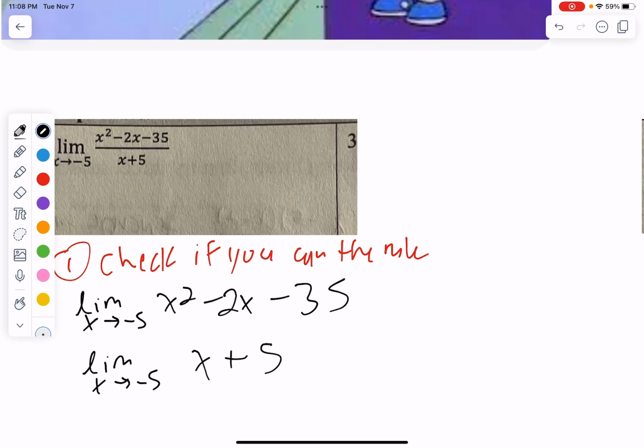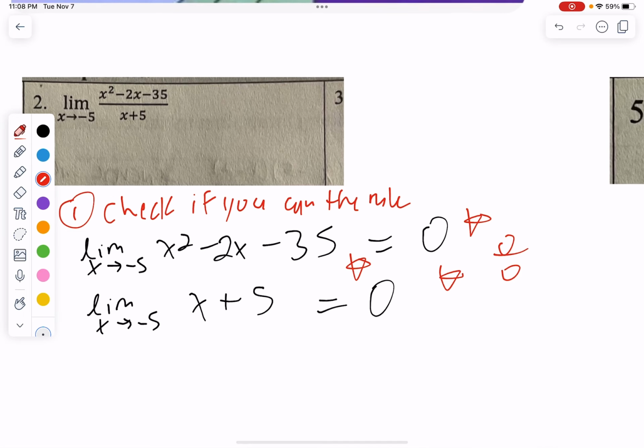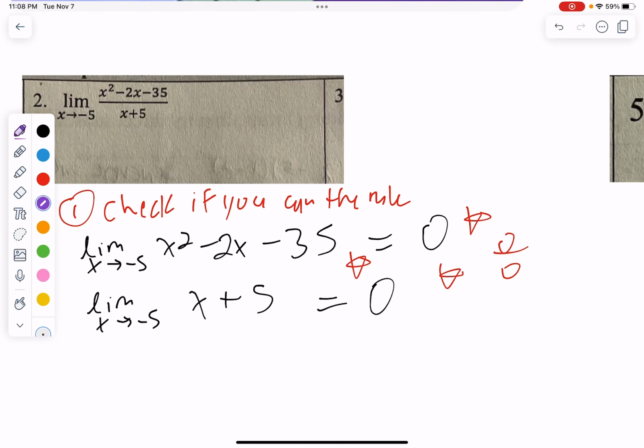Basically, you plug in negative 5 for x, and this would give you 25 plus 10, which is positive 35, minus 35, that gives you 0. And negative 5 plus 5 also gives you 0. So ding, ding, ding, we have a winner. This is an indeterminate form, so L'Hopital's rule will work.